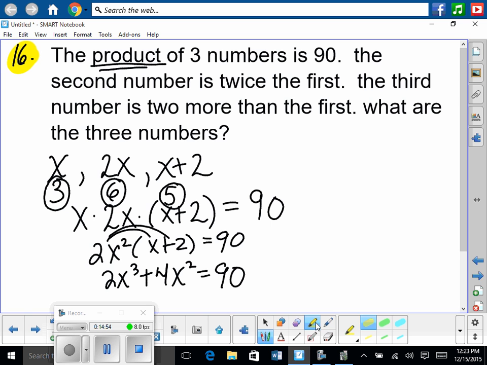Now look, it makes sense. Even do it in your calculator. 3 times 6 times 5 equals 90. So we found those three numbers. The answer is 3, 6, and 5.